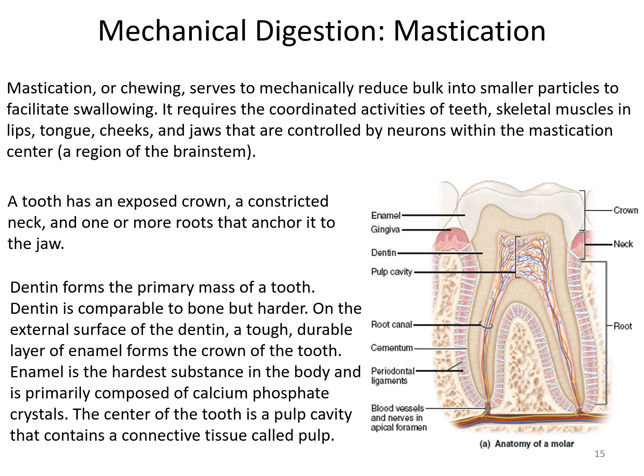Mechanical digestion, in the mouth, is referred to as chewing, otherwise known as mastication. It serves to mechanically reduce the bulk into smaller pieces. So basically we can't just put a huge chunk of food in there and swallow it. We've got to make it smaller and then form it into that bolus. So this is going to require activities of your teeth, the skeletal muscles, and your lips, tongue, cheeks, and jaws. We've got a certain region in the brain called the mastication center that helps to coordinate all of that activity.